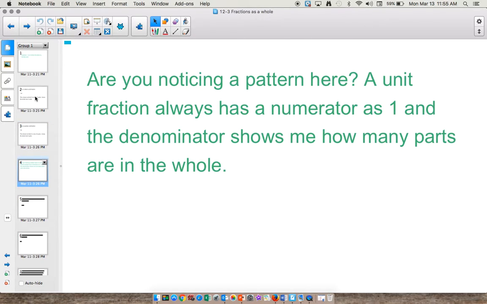Are you noticing a pattern here? A unit fraction always has a numerator of 1, and the denominator, the number that's down, shows me how many parts are in the whole.